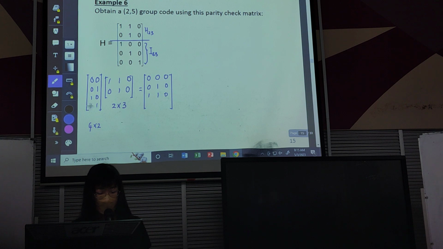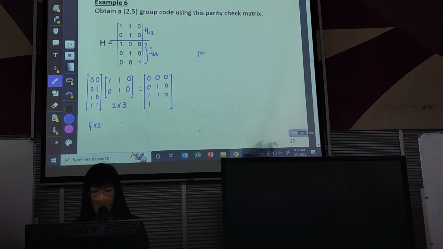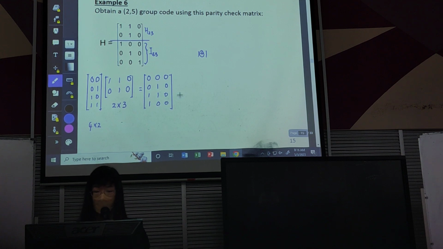Then come to the fourth row, first column. So we have 1. The second column, after you multiply, the first one is 1 and the second one is also 1. If you have 1 and 1 in your answer, what is the total after exclusive OR? 1 exclusive OR 1, what do you get? This one is 1, this one also 1, so it should be 0. And the third one, both also 0. So we get 0 here.